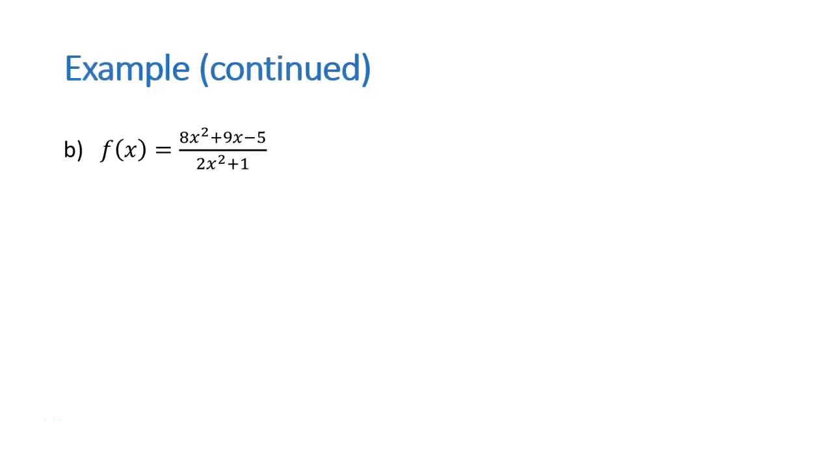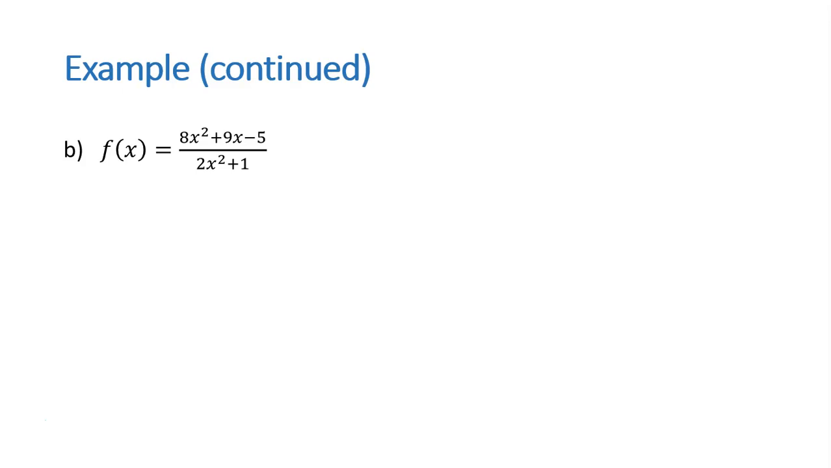Let's try another one. So our next function is f of x is equal to (8x squared plus 9x minus 5) divided by (2x squared plus 1). And we want to determine whether or not there's a horizontal asymptote. If there is, where is it? And then if there is one, where do the graph and the horizontal asymptote cross, if anywhere?